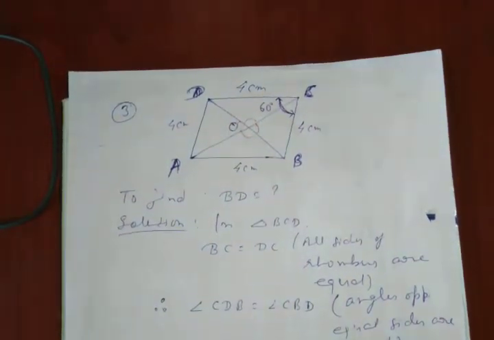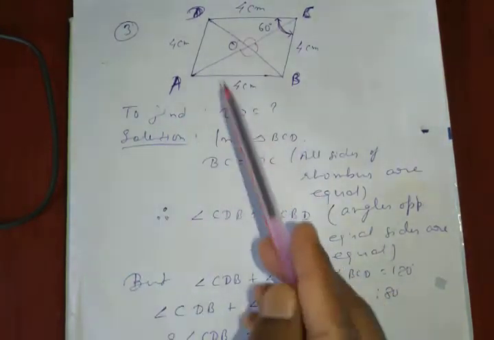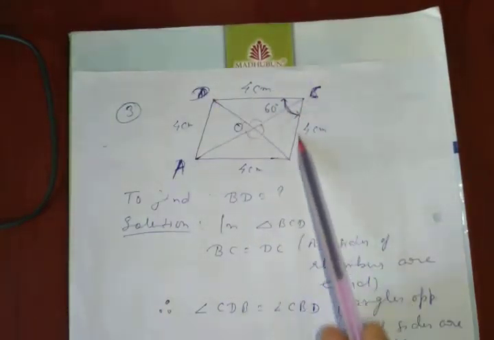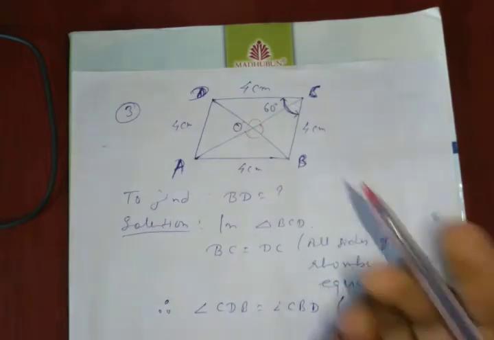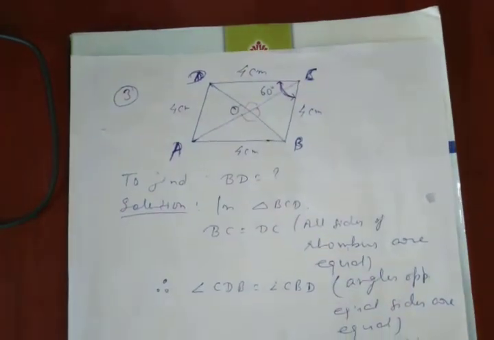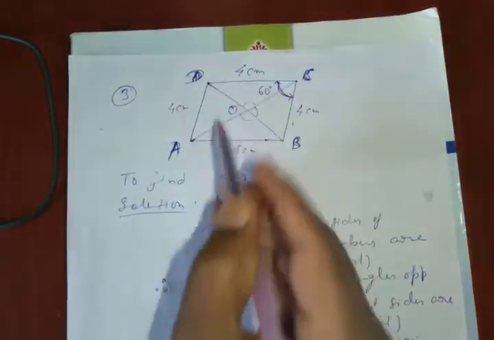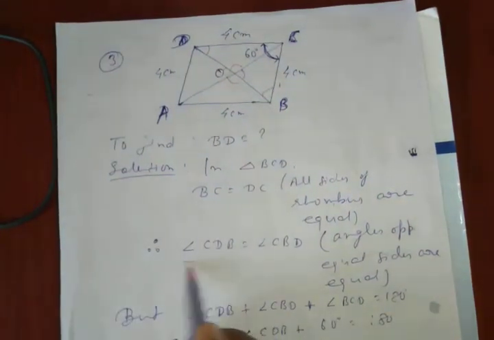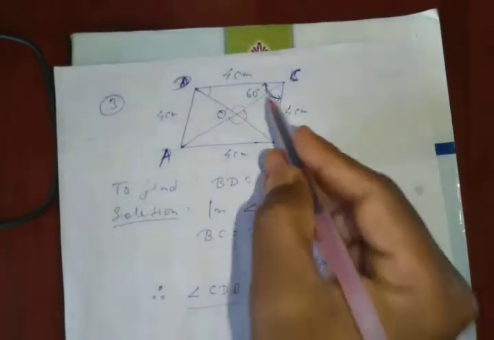To find this, in triangle BCD, that is this triangle here, BC equal to DC, because all the sides are equal. You know that in a rhombus all the sides are equal. So when these two are equal, then these two angles will also be equal, because the angles opposite equal sides are equal. And this angle is 60 here.